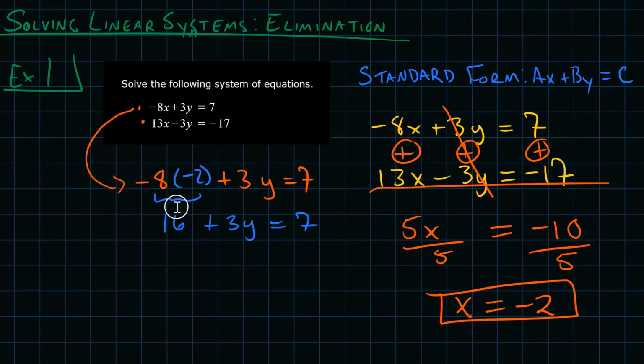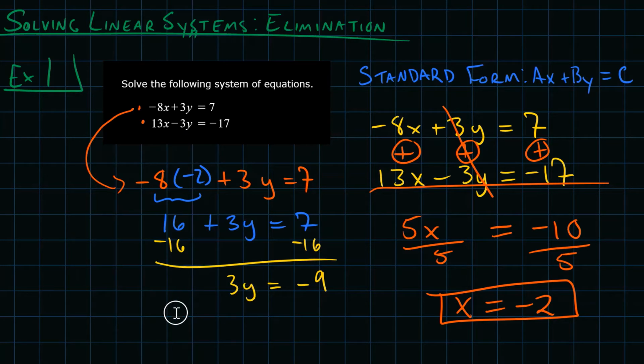Negative 8 times negative 2 gives you 16 plus 3y equals 7. Subtracting 16 from both sides leaves you with 3y is equal to negative 9. And finally, dividing both sides by 3 leaves you with the value y is equal to negative 3. Now, we need to go ahead and check that these values are correct and solve both equations. So let's substitute them back into our original equations and see if they're true.